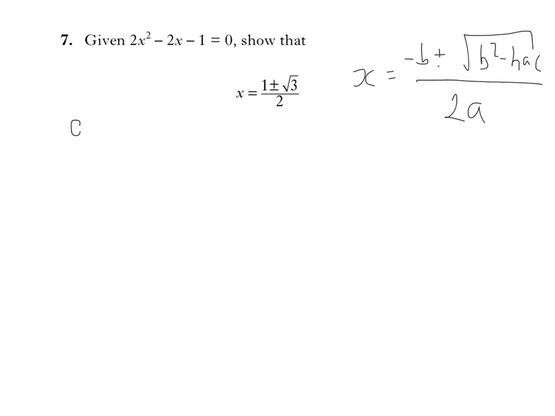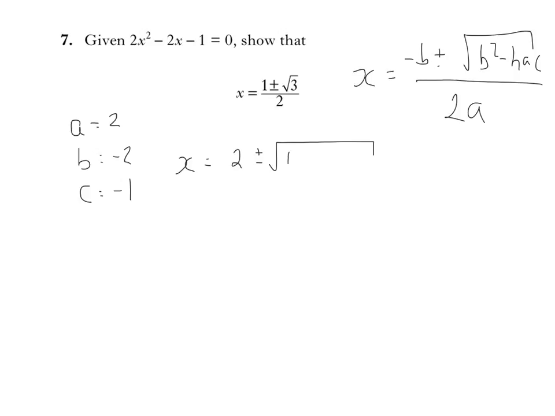So we can identify that a is equal to 2, b is equal to minus 2, and c is equal to minus 1. It's just about having a wee bit of patience in proceeding with the question, so let's sub this stuff into the quadratic formula. So b is minus 2, minus b will be plus 2. Plus or minus the square root of b squared minus 4ac.